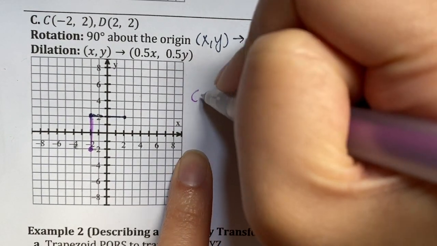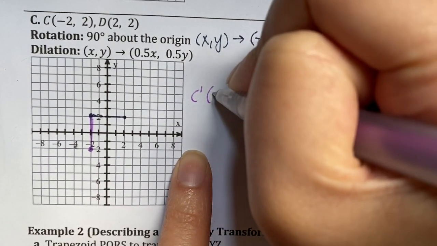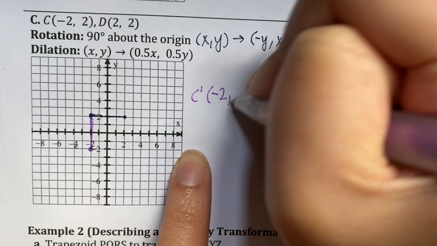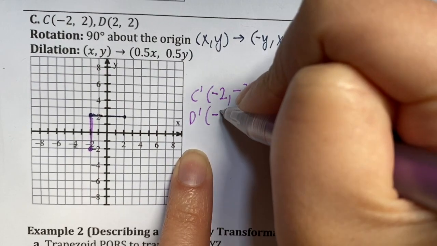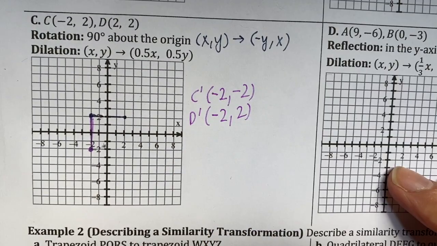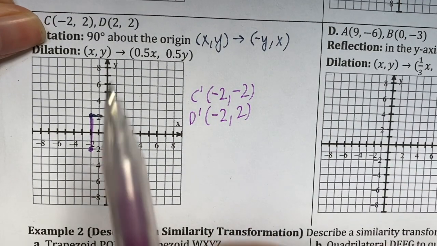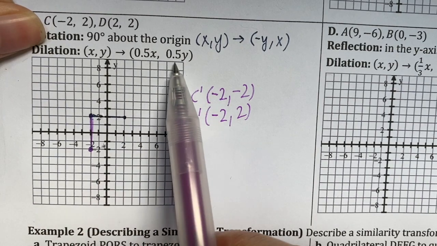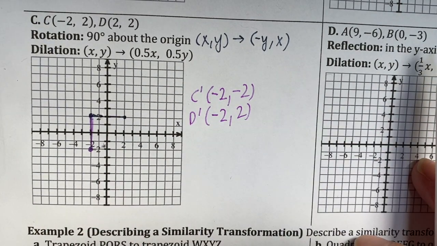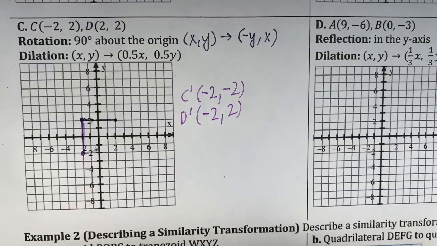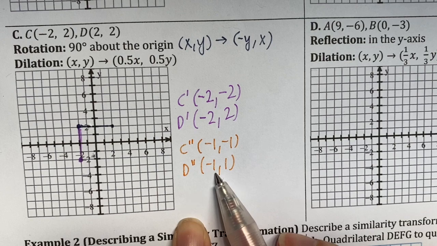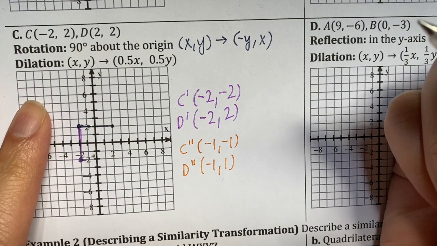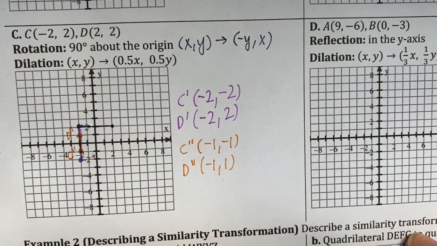All right, so our point C prime will be at (-2, -2), and our point D prime will be at (-2, 2). Lastly, we're going to do that dilation. Notice that we're taking half of both the x and y. So let's perform that algebraically. I get that C double prime is at (-1, -1). D double prime is at (-1, 1). I'm going to graph these 2 points. All right, and there we go. We have our similarity transformation.